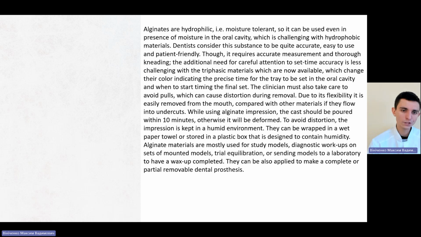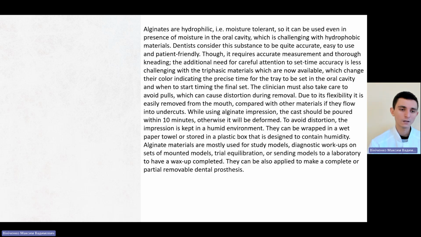The clinician must also take care to avoid pulling, which can cause distortion during removal. Due to its flexibility, it is easily removed from the mouth compared with other materials if they flow into undercuts. While using an alginate impression, the cast should be poured within 10 minutes, otherwise it will be deformed. To avoid distortion, the impression is kept in a humid environment. They can be wrapped in a wet paper towel or stored in a plastic box that is designed to contain humidity.